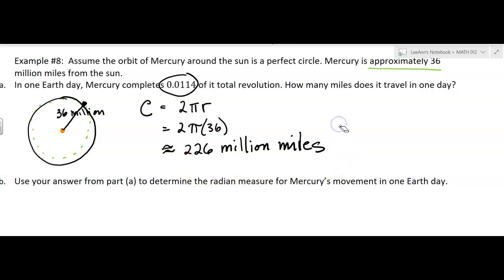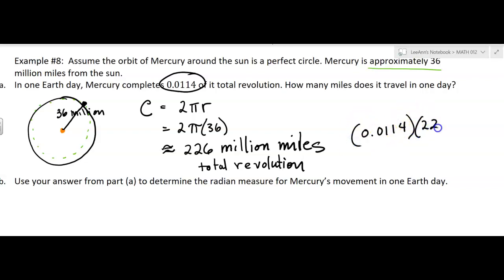Oh, very good. Okay. So what we have to do is figure out 0.0114 of that revolution. So this is the total revolution. If Mercury's going one time around the Sun, it's going 226 million miles. So that's a total revolution. And now we need to figure out 0.0114 times 226 million miles.